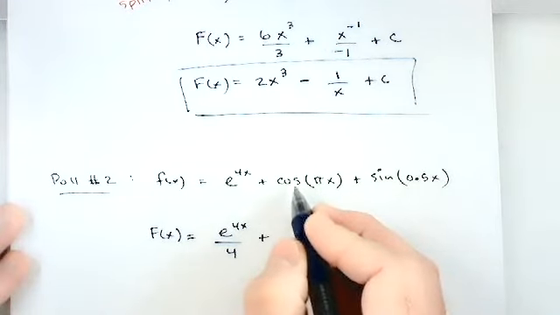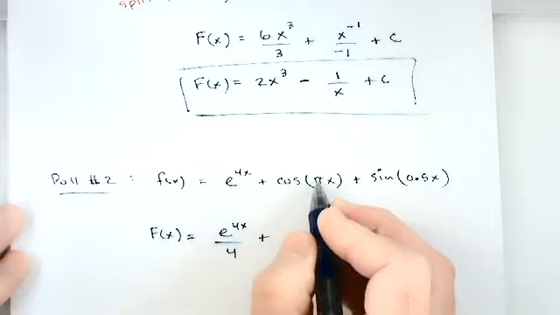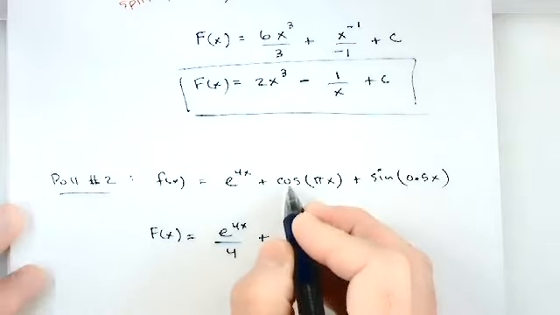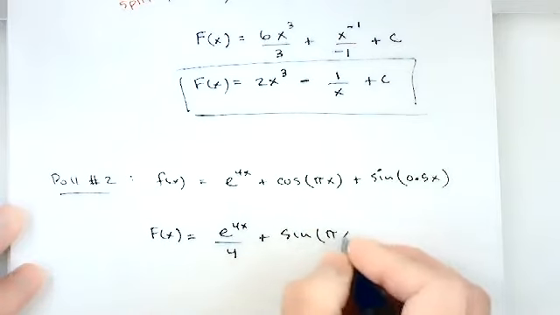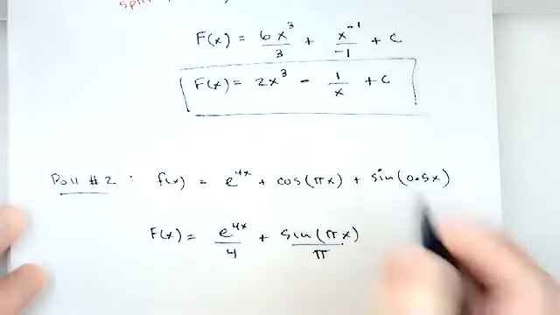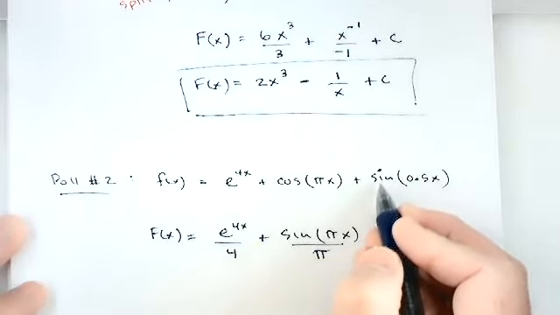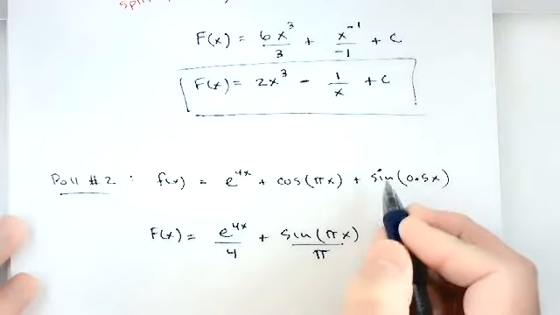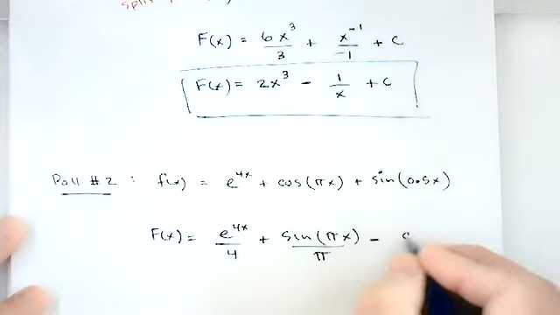So this isn't just cosine of x, this is cosine of pi times x, which is just a constant. My antiderivative for the cosine function is sine, so it's going to be sine of pi x, not times pi. That's what happens when you do the derivative. It's going to be divided by pi. And then you'll have to get used to this too. The derivative of sine is positive cosine. The antiderivative of sine is a negative cosine.